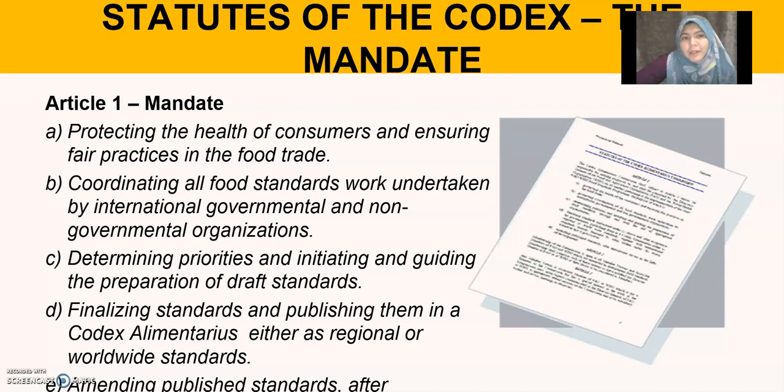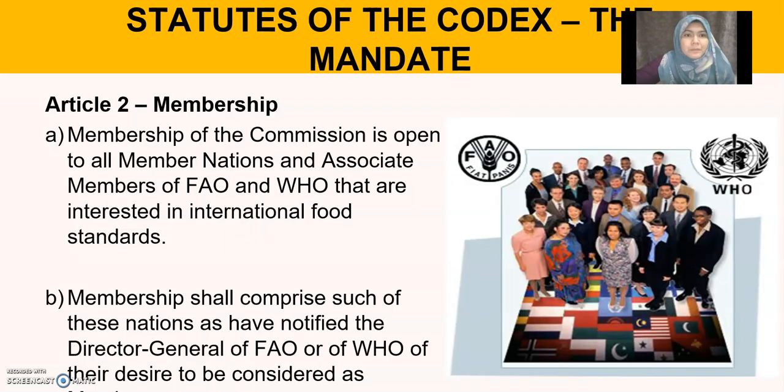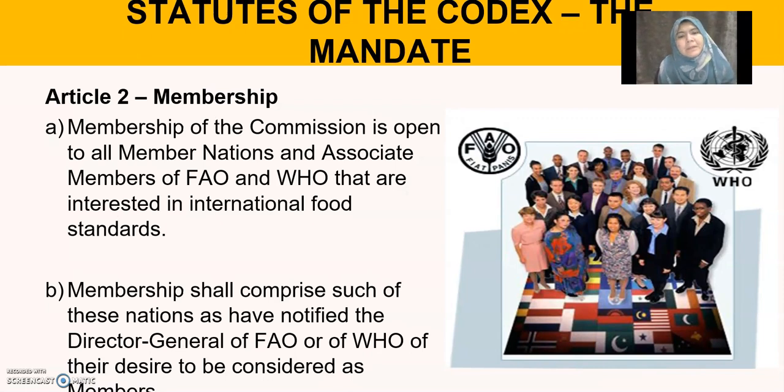For example, Article 1 is about the mandate, which is that the CAC protects the health of consumers and ensures fair practices in food trade. This mandate, as I mentioned earlier, is to coordinate all food standards work undertaken by international governmental organizations or NGOs, to determine the priorities, etc. Article 2 of the statutes of the Codex is about membership. Membership of this commission is open to all member nations and associate members of FAO and WHO that are interested in international food standards. This membership shall comprise those nations that have notified the Director-General of FAO or WHO of their desire to be considered as members.